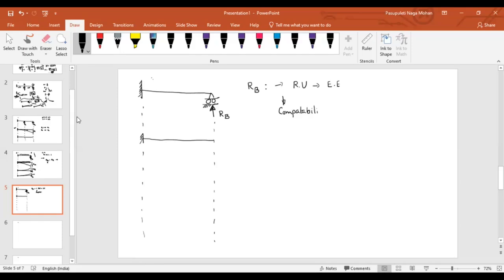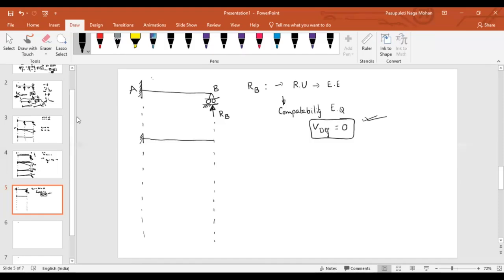Compatibility equations are nothing but conditions because of the boundaries. Now, if I look at joint B, as we already know it is a roller support, what is the net vertical deflection at that point? It is 0, because of the roller support. Is it right? Yes, sir. Right.